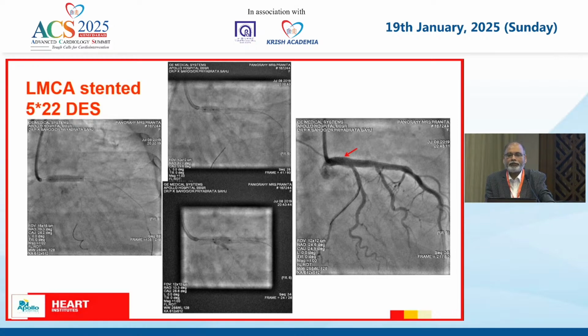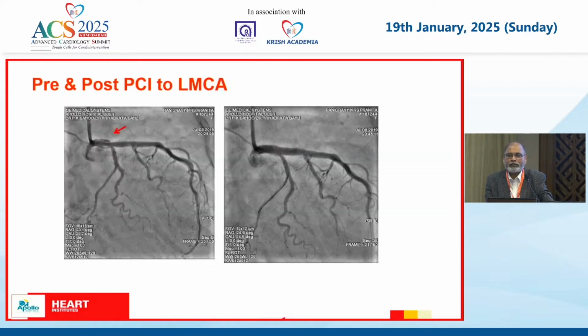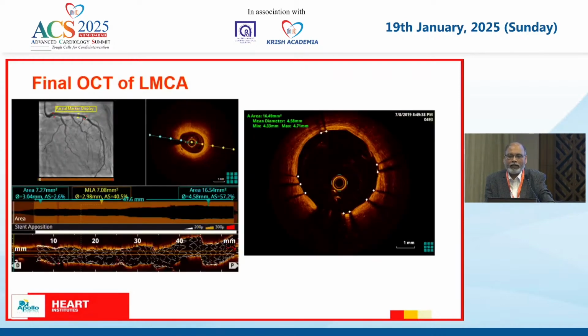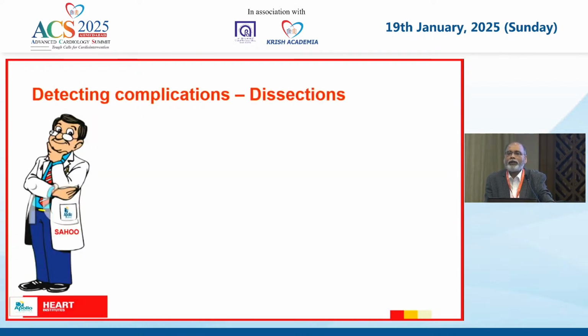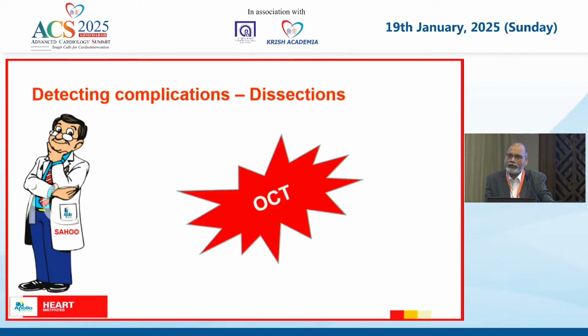A 5 millimeter into 22 DES was put, and this was the final result, what we got after putting a second stent. And this is the result where you see the left main is well protected. The patient became asymptomatic and finally did well. Detecting complications like dissections, definitely OCT is better, but be careful, because if you have a 60 megahertz IVUS, you can use it if you don't want to use contrast or you don't want to give forceful injections. So definitely you have to take a choice between the two.